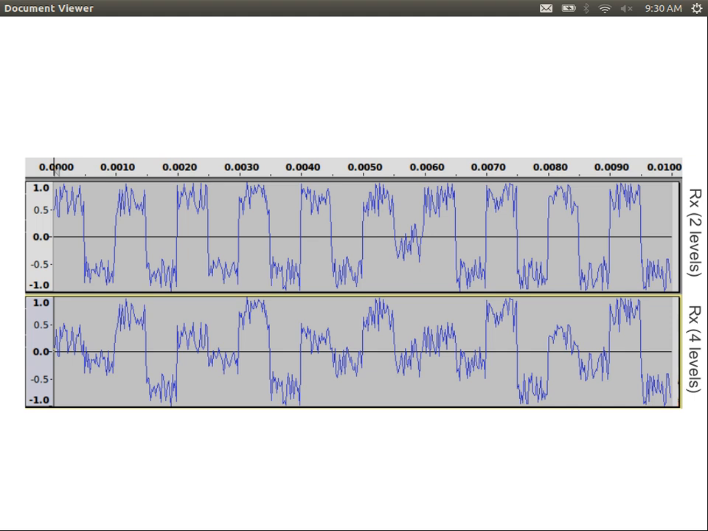In the second case, if we just look at transmitting level two, if the noise is greater than 0.33, we can get an error.